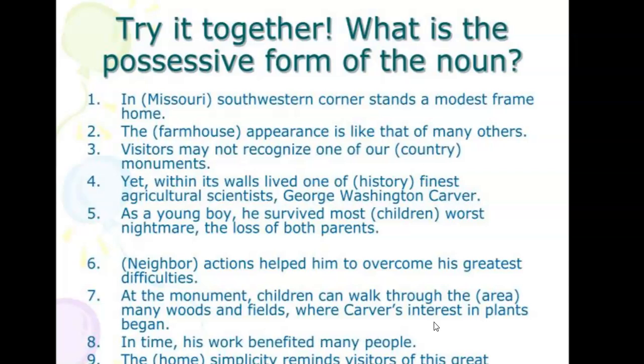Try together. What is the possessive form of the noun? In the southwestern corner stands a modest frame home. The farmhouse's appearance is like that of the others.